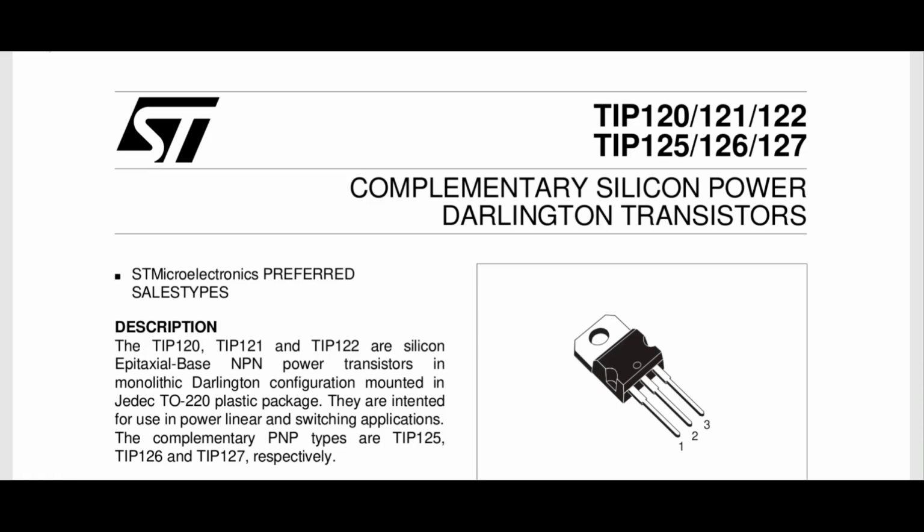I will also show one more data sheet, and this is the TIP122. TIP122 is the popular Darlington pair, Darlington transistor, and 127 is its complementary pair in PNP. 122 is NPN, 127 is PNP. It comes in this TO220 package style.